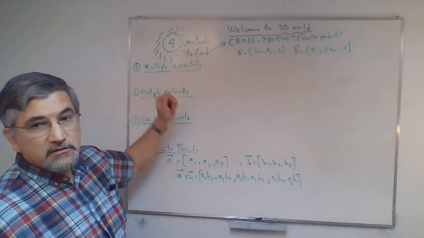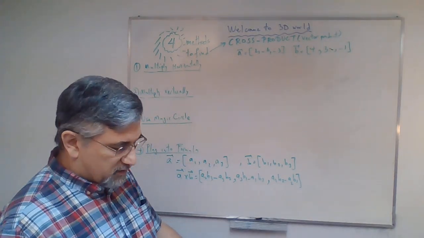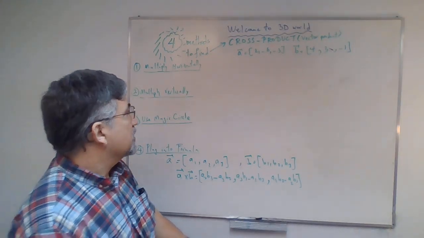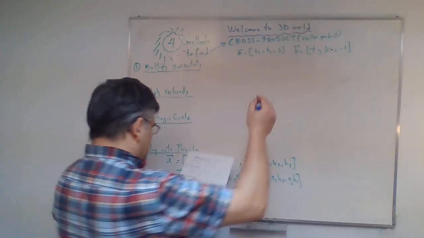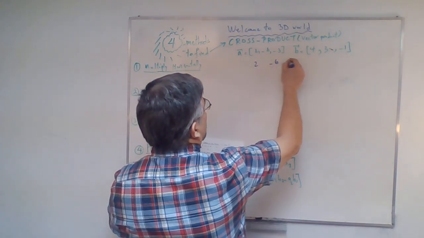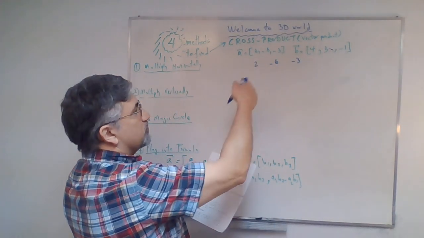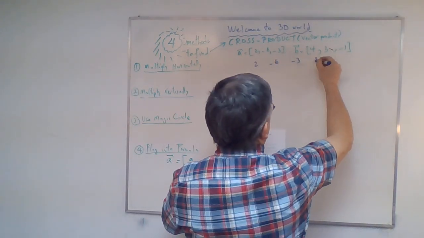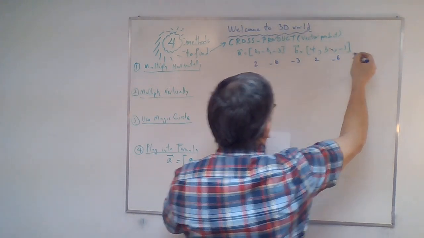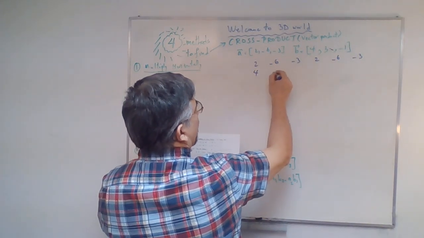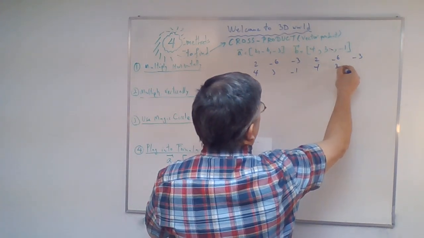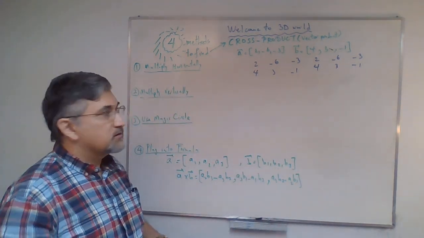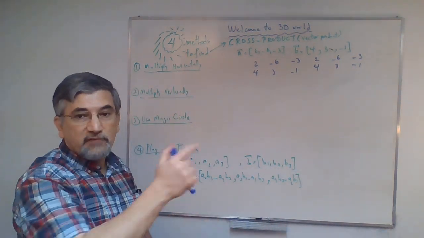The first method is by multiplying horizontally. Now, how does that work? I'm going to explain it to you. You are going to write these vectors one after another. So 2, -6, -3, you're going to rewrite this, -6, -3, and then the second vector, 4, 3, -1, 4, 3, -1. So you write these two vectors twice, one after another.